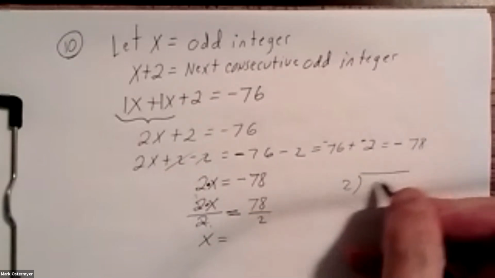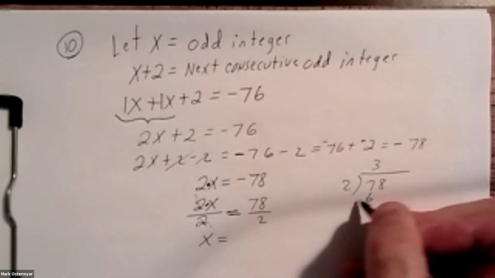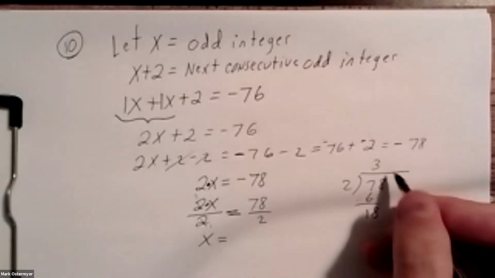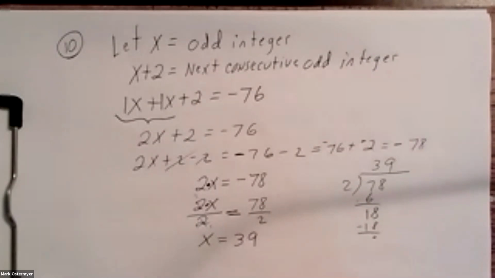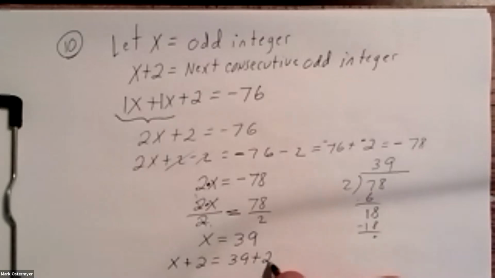Well, 39. Yes, 39. So our odd integer we declared as x is 39. So what's the next one? The next consecutive odd integer must be x plus 2, which is to say 39 plus 2. What's 39 plus 2? 41. And we got our answers. Your two consecutive odd integers must be 39 and 41. Check your answer, ladies and gentlemen.